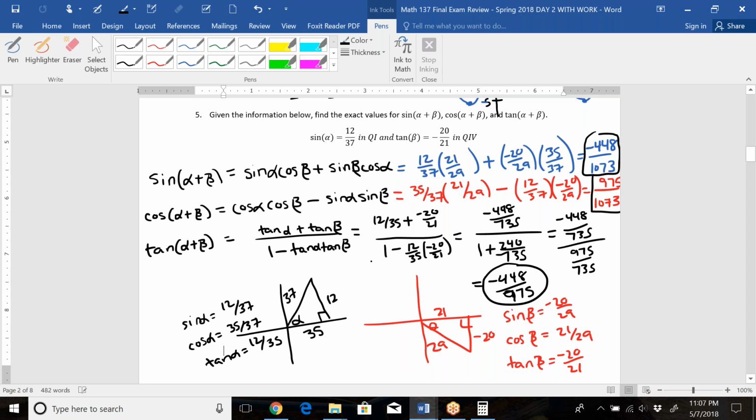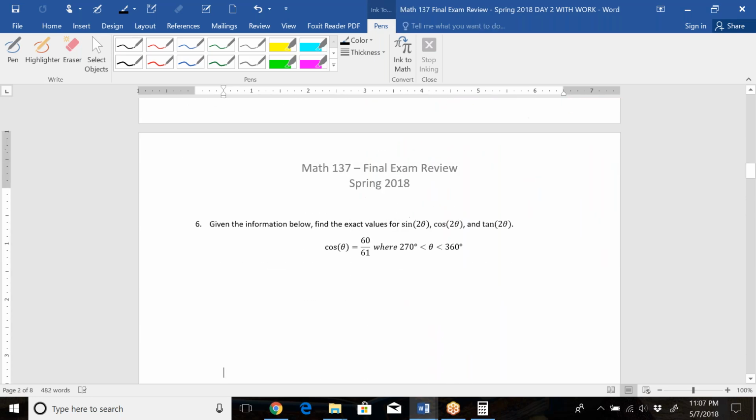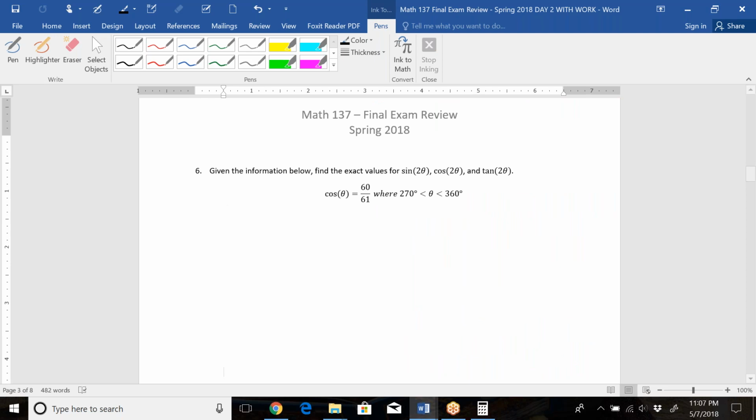So let's look at the next one, which is our double angle formulas. So we're going to write those down first, and then we'll work out the problem. So remember, a double angle just means like you're doing sine of theta plus theta. So if you think about it, that would be sine theta cosine theta plus sine theta cosine theta, since the angle is the same. So that's why sine of 2 theta is 2 sine theta cosine theta.